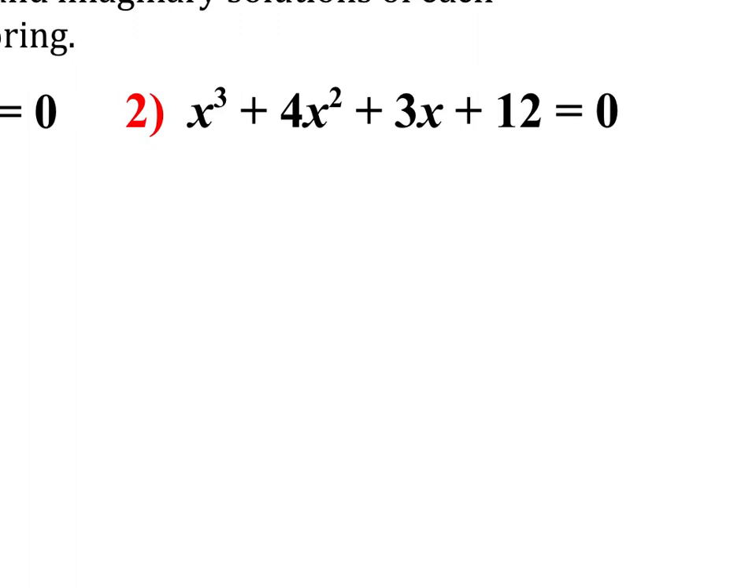X to the third plus 4x squared plus 3x plus 12. Again, if you want to pause the video so you can write it down, go for it. We're going to start off by grouping these up. First 2 terms are grouped together. We'll look for a GCF there. And then the last 2 terms will be grouped together. We'll look for a GCF there.